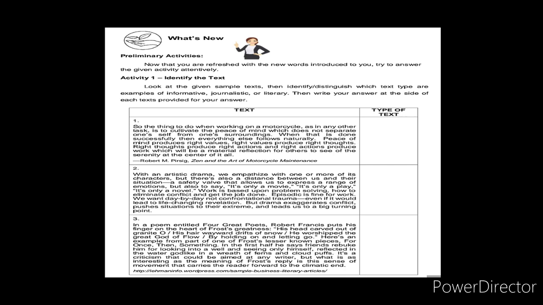So we have the text, the three types of text, which are informative, journalistic, or literary. Let's answer activity 1. Identify the text. Let's read the direction all together. Look at the given sample text. Then identify which text type are examples of informative, journalistic, or literary. Then write your answer on your notebook. Again, on your notebook. Okay.